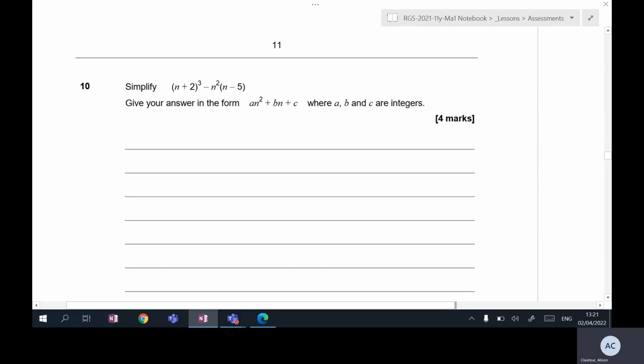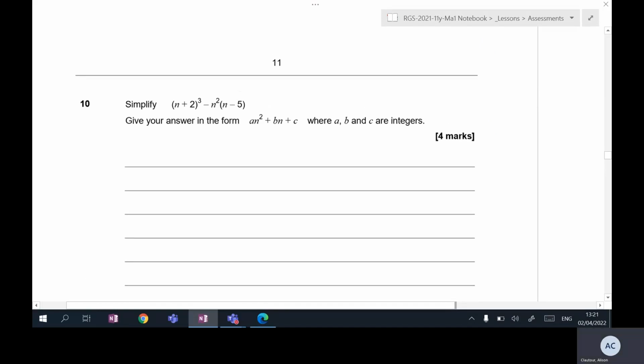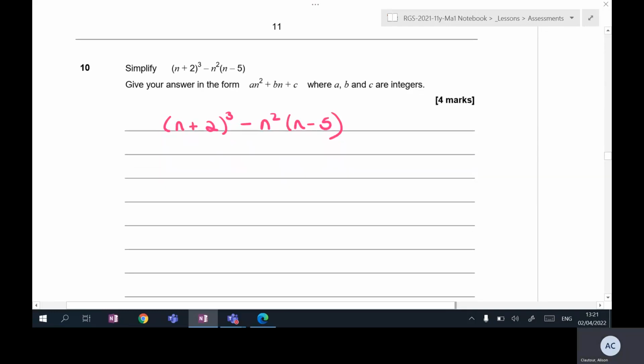Question 10 is expanding brackets. Okay, so we've got n plus 2 to the power of 3 minus n squared multiplied by n minus 5. For 3 brackets, you could, if you wanted to, multiply out all the brackets, but remember you can also use binomial expansion. Okay, so if we write out Pascal's triangle, we're looking at this line here.